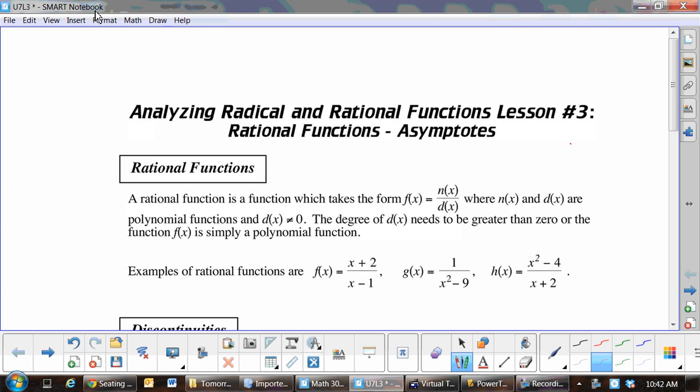Okay, so we just finished dealing with radicals, and now we're dealing with rational. Why are those two put together? Because they're the ones that are high maintenance, right? All the rest, it's just domain and range. You just look at it and whatever.